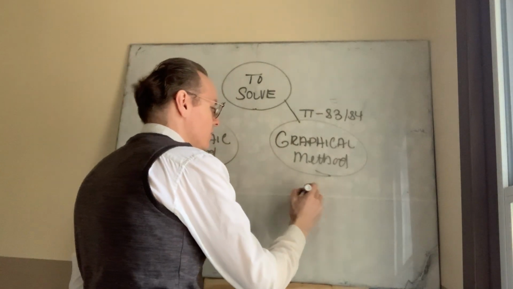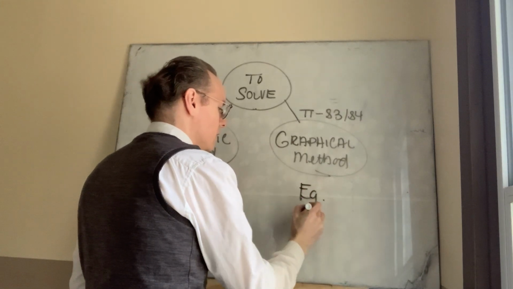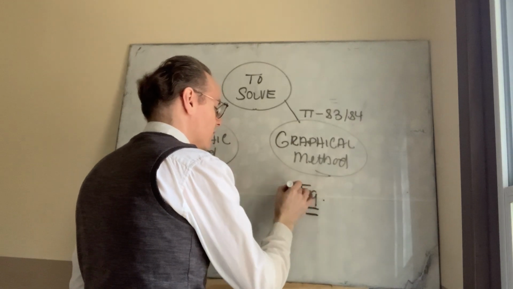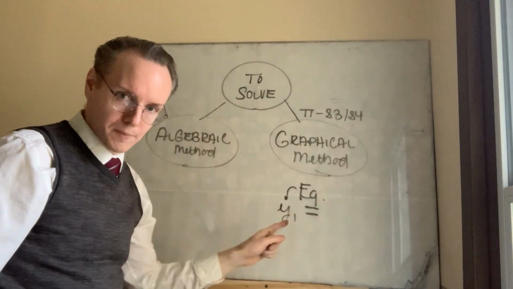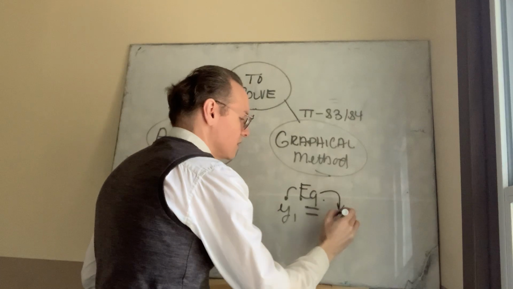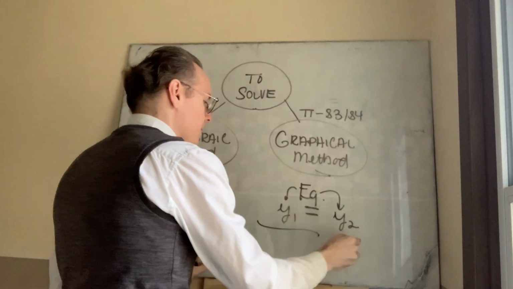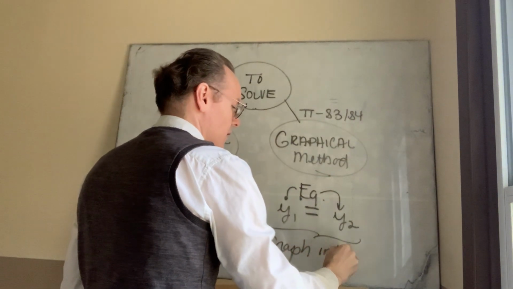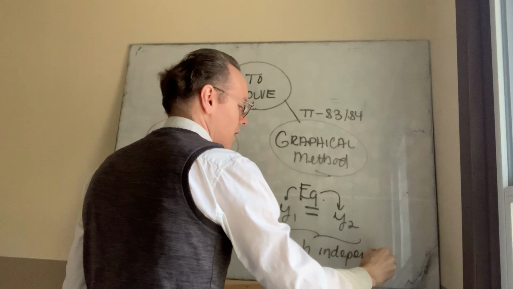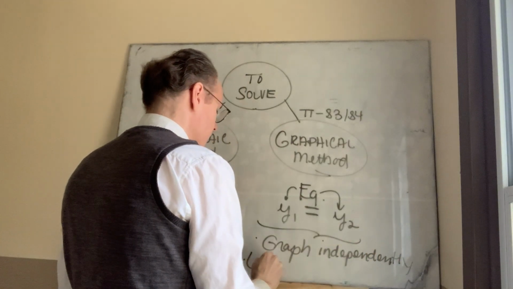The trick to this is basically to take your equation, and whatever is sitting on one side of the equals, just refer to it as y1. And whatever is sitting on the opposite side of the equals, just refer to it as y2. Then graph these independently, and look for the point of intersection.